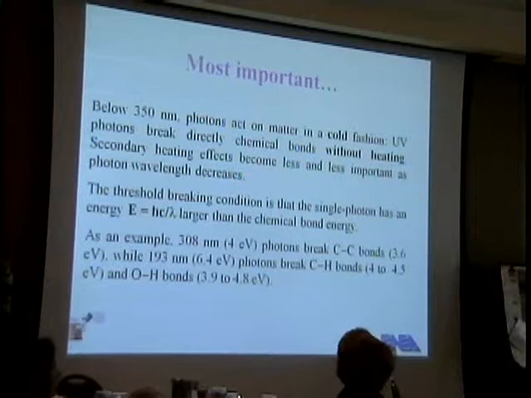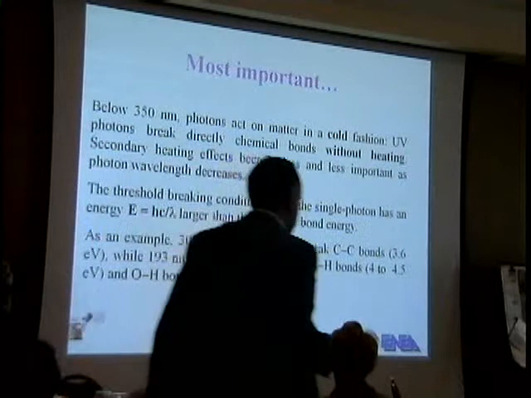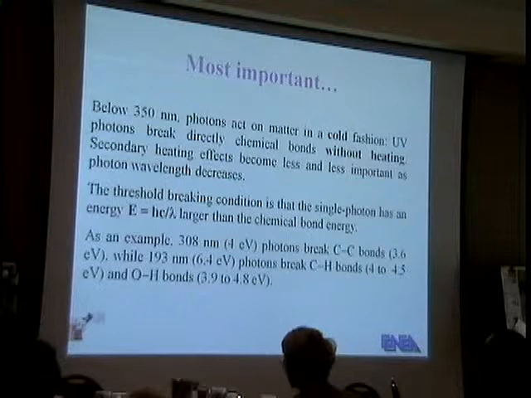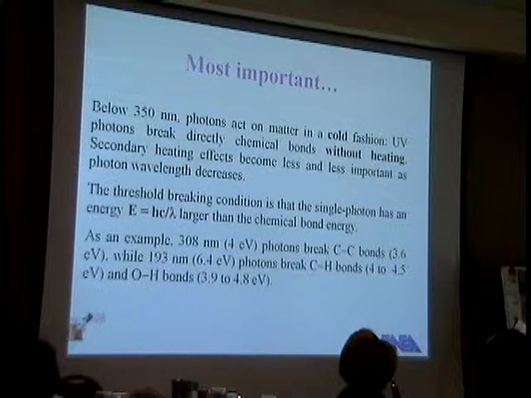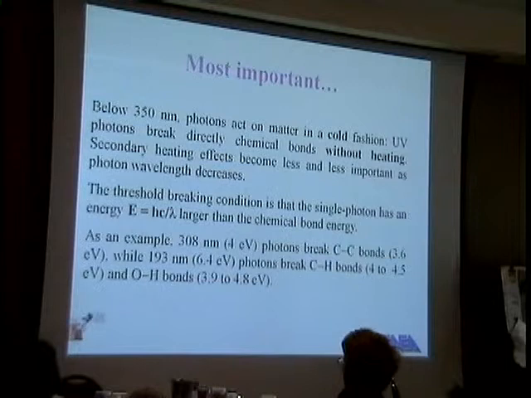The condition for a photon to break a chemical bond is that the energy of the single photon, note that the energy is inversely proportional to the wavelength, is larger than the chemical bond energy. Here are some examples. For example, we use the 308 nanometers that corresponds to 4 electron volts of energy, and they are able to break single carbon-carbon bonds which have a bonding energy of 3.6 electron volts. When we move to 193 nanometer photons, that is 6.4 electron volts, they are able to break carbon-hydrogen bonds, which have a bonding energy between 4 and 4.5, and oxygen-hydrogen bonds.